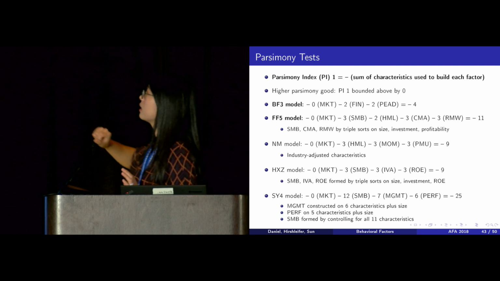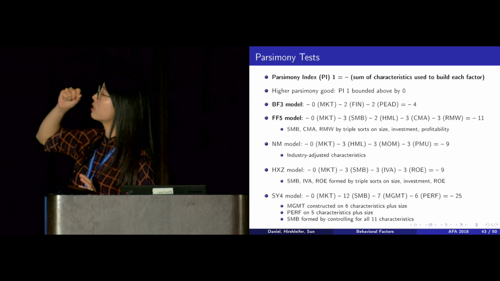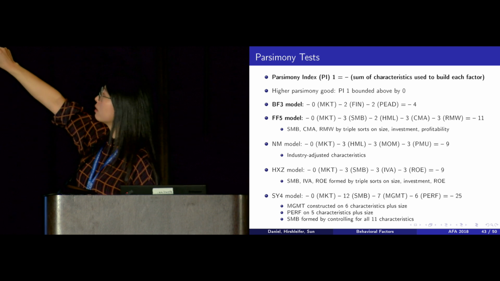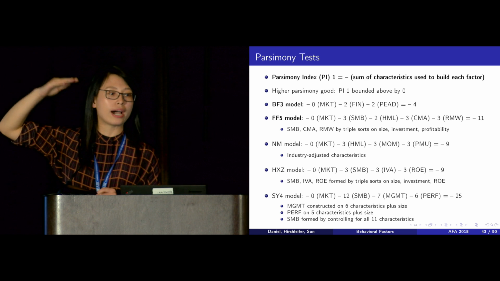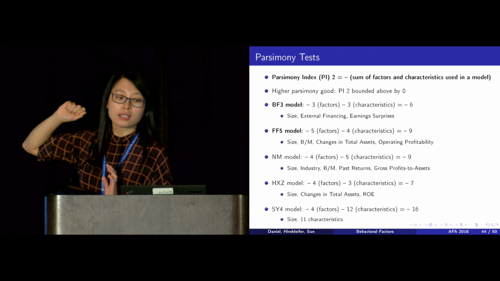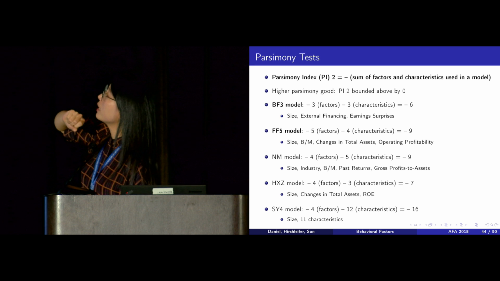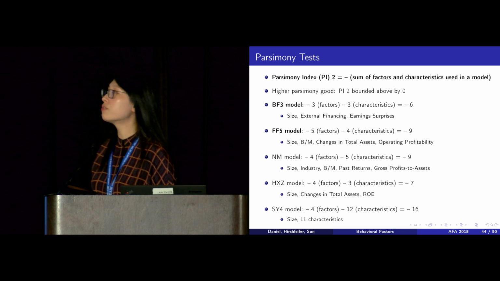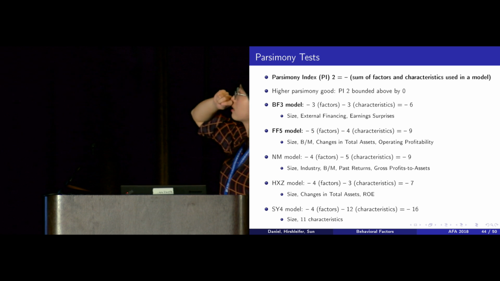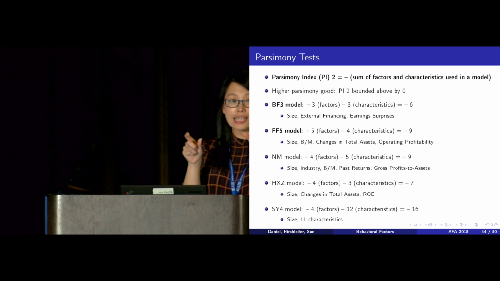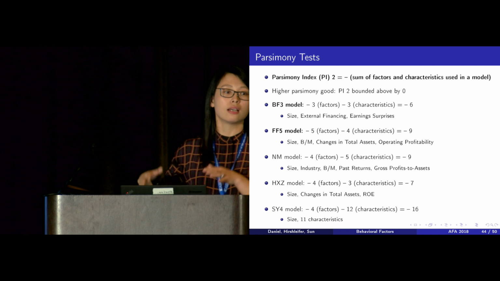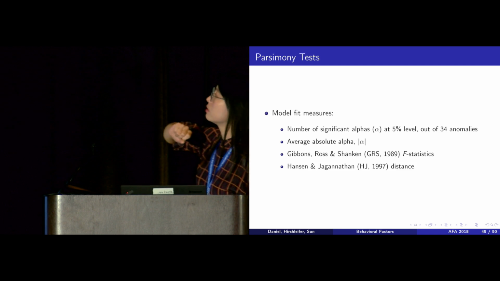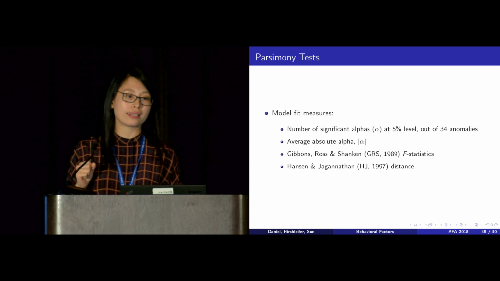The first index is the negative of the sum of characteristics used to build each factor. It's bounded above by 0, so a higher value means more parsimonious. The second index, PI2, is the sum of factors plus the sum of characteristics. The difference here is that this index does not penalize a model for using the same characteristics multiple times for several factors, such as size. And again, it's bounded above by 0, so a higher value means more parsimony.